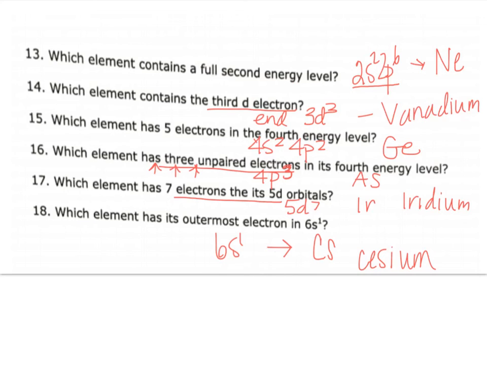17 says which element has 7 electrons in its 5d orbitals. So that'd be 5d7, and that's iridium. And then the last one says which element has its outermost electron in 6s1. So that just means it ends in 6s1, which would be cesium.